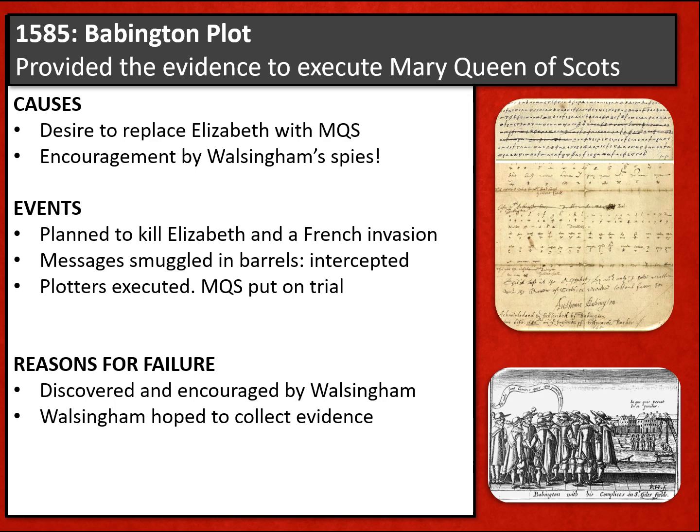So the reasons for the failure of this plot: from a really early stage Walsingham discovered it, but then also encouraged the plot with his double agent, hoping to collect evidence that he would need to convince Elizabeth to execute her relative.